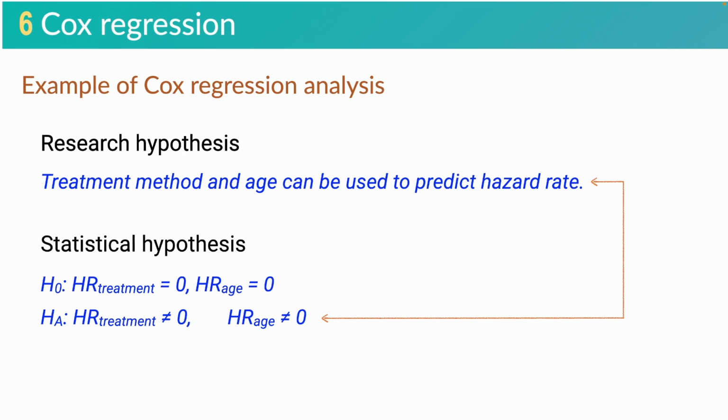To test this hypothesis, we are going to test the null hypothesis, where hazard rate for treatment method and the patient age are equal 0. Opposite to null hypothesis is alternative hypothesis. The alternative hypothesis says hazard rate for treatment method and for patient age are different from 0. This hypothesis corresponds to the research hypothesis.